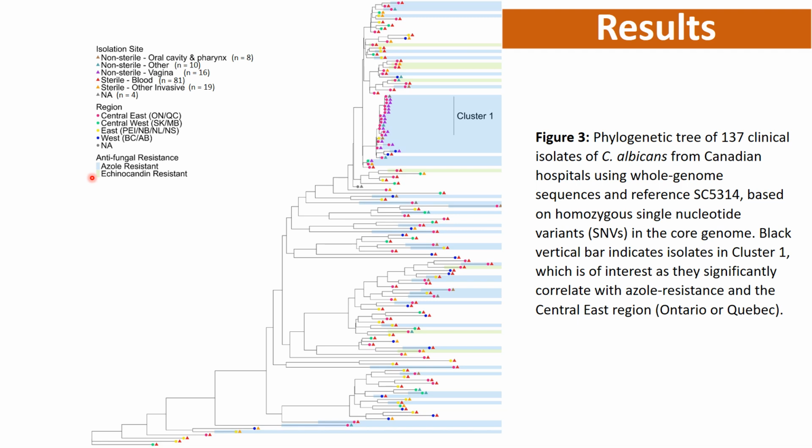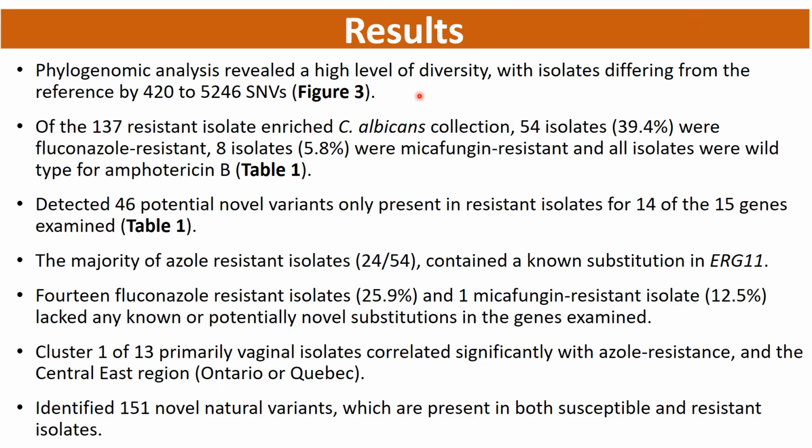You'll notice right off the bat that we have here cluster 1 of interest. These isolates all significantly correlated with azole resistance and the Central East region of Canada, which includes Ontario or Quebec, and were primarily vaginal isolates. Phylogenomic analysis revealed a high level of diversity, with isolates differing from the reference by 420 to 5,246 SNPs. Of the 137 resistant isolate-enriched C. albicans collection, 54 isolates were fluconazole resistant, 8 isolates were micafungin resistant, and all isolates were wild-type for amphotericin B.